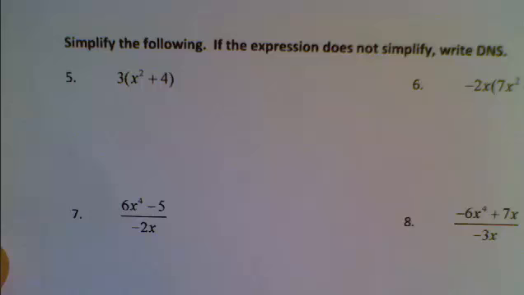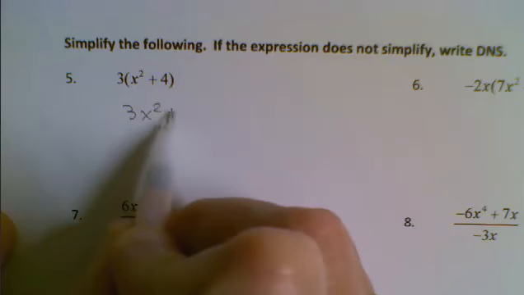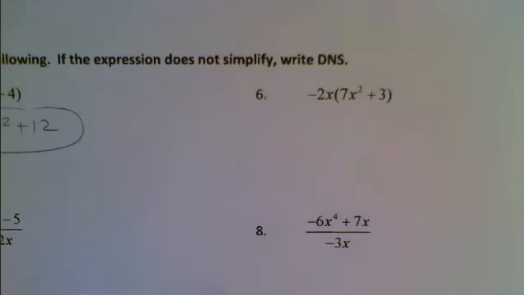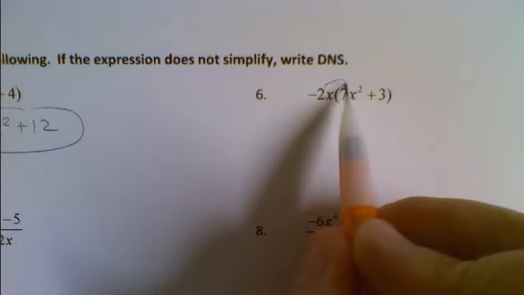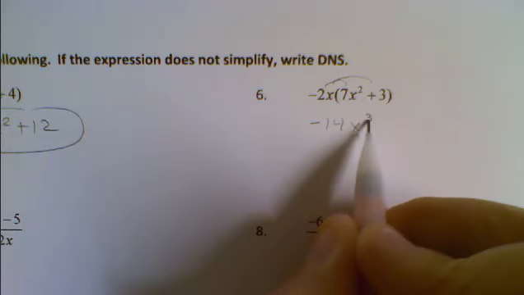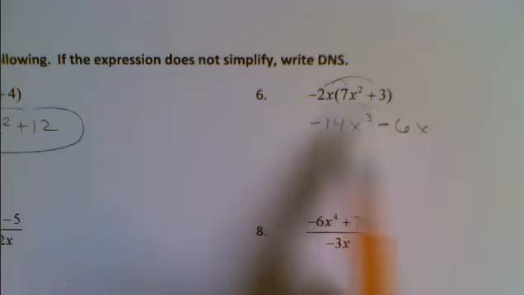Okay, then I was just making sure in the next part that you know how to distribute and add like terms. So this one you distribute the 3. That's all we want you to do. Alright, same with this number 6. You want to distribute the negative 2x. Negative 14x to the 3rd minus 6x. Okay, so making sure you know how to multiply.